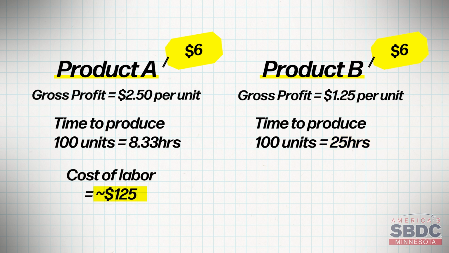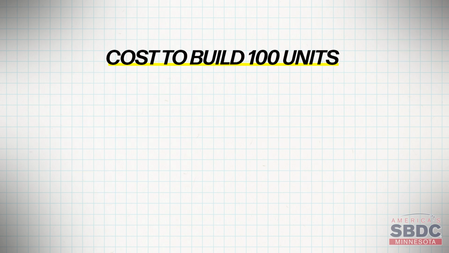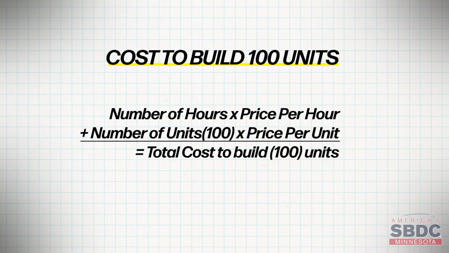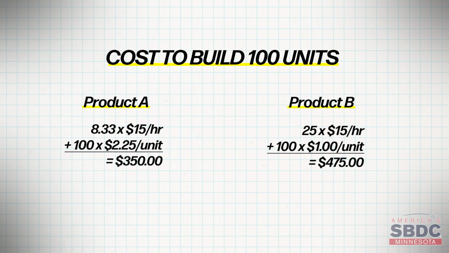Cost of labor for the 100 units of A is approximately $125, while product B is 3 times as much at $375. The cost to build 100 units of product A and B is calculated by taking the number of hours times the price per hour plus the number of units, 100, times the price per unit. You will see here that the total cost of product A is substantially lower than product B.